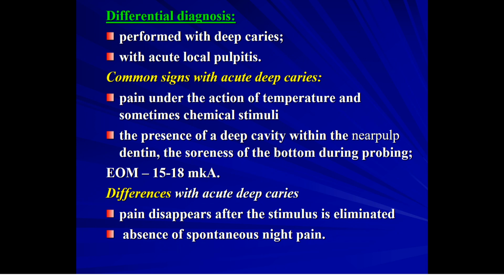Differential diagnosis is performed with deep caries and with acute local pulpitis. Let's observe the common signs with acute deep caries. There is pain under the action of temperature and sometimes chemical stimuli, the presence of a deep cavity within the near-pulp dentin, soreness of the bottom during probing, and electroodontometry of 15 to 18 microamperes.